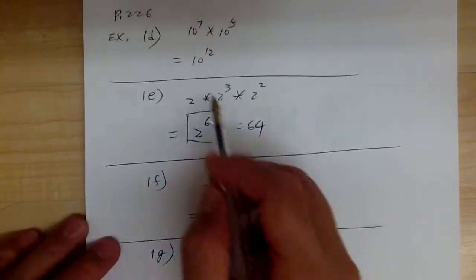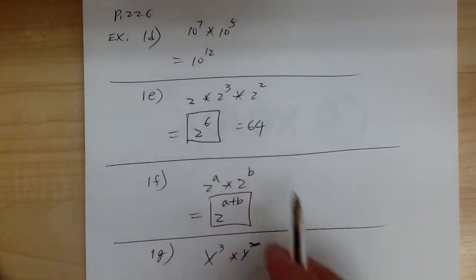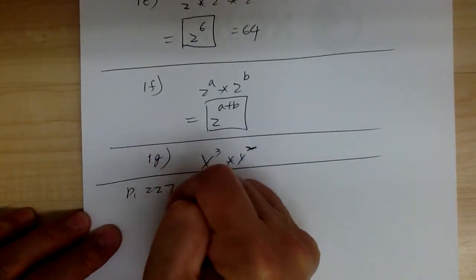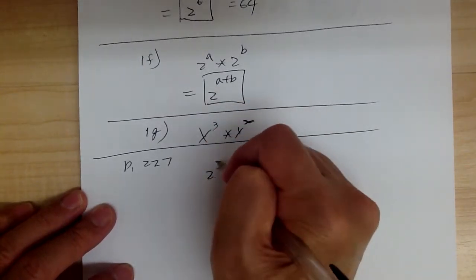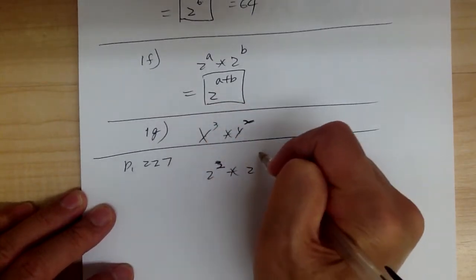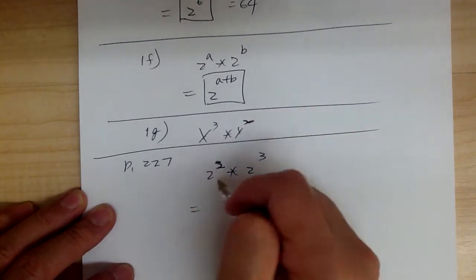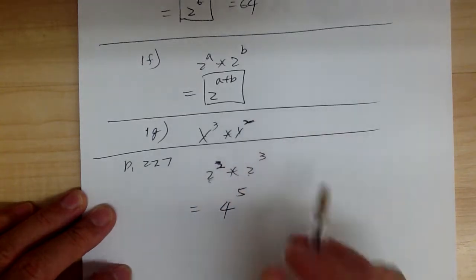Now, when you multiply, do not multiply the base. Notice the base stays the same. So if you look at a word of caution on page 227, a word of caution is 2 to the 3, 2 to the 2, times 2 to the 3. A lot of people make a mistake, they multiply it together to become 4 to the 5 power. So this would be incorrect.